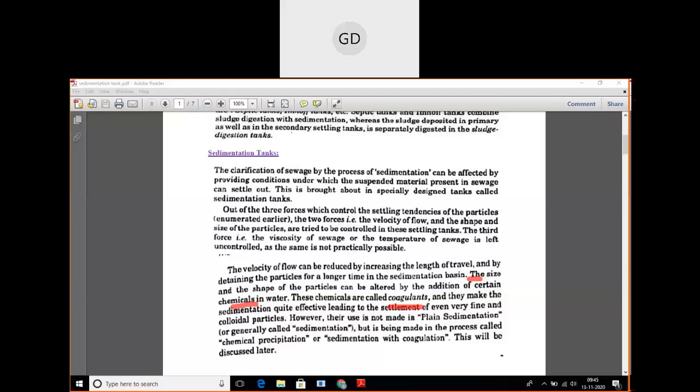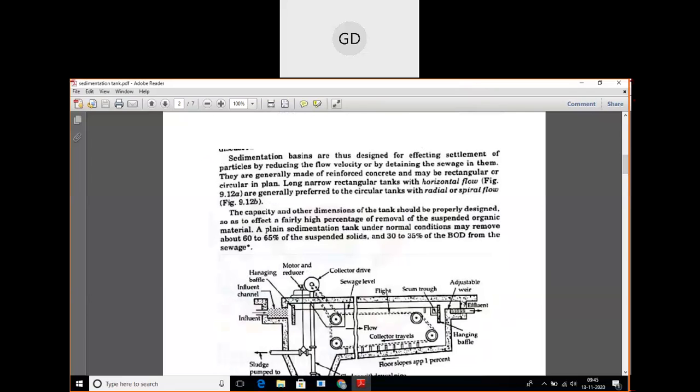So next you see the capacity and other dimensions. You read it from here. Sedimentation basins are thus designed for affecting settlement of particles by reducing the flow velocity or by detaining the sewage in them.